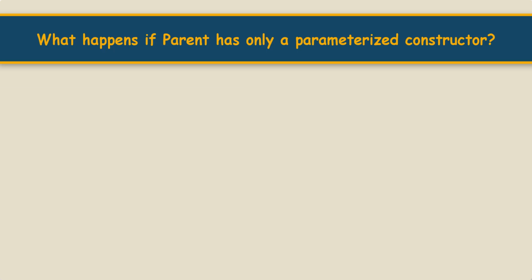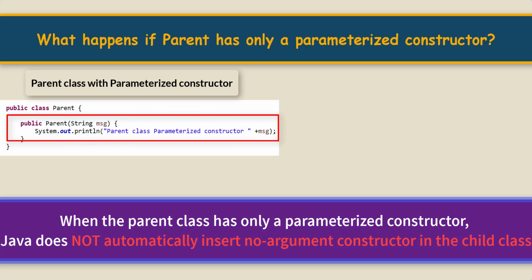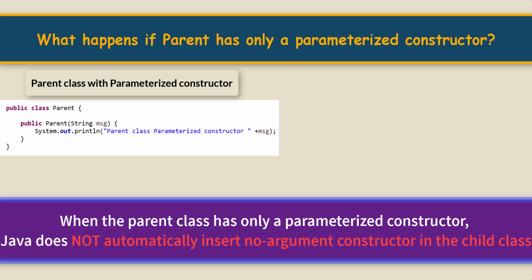Similar to the same concept of constructor and inheritance, the next question is, what happens if the parent class has only a parameterized constructor? Now let's say in this parent class I don't have any no argument constructor. I have added one parameterized constructor. This parameterized constructor in the parent class accepts one parameter, message, which is of string type, and we are just printing the value of that message.